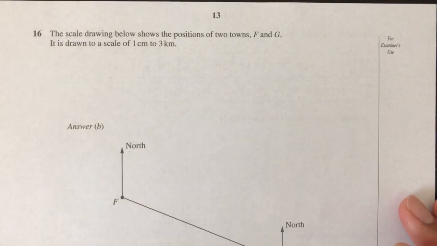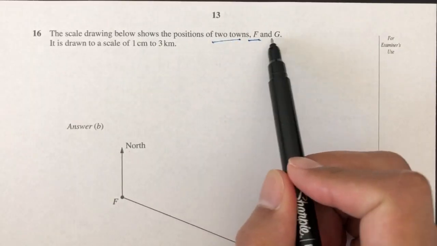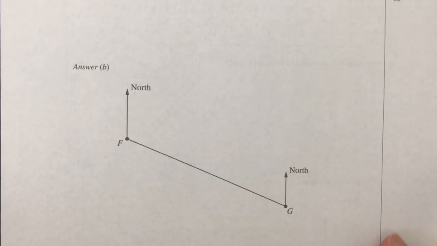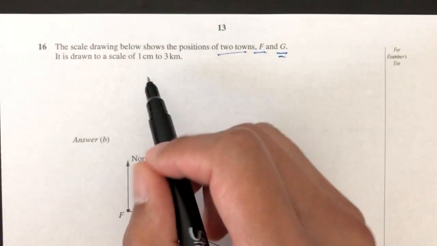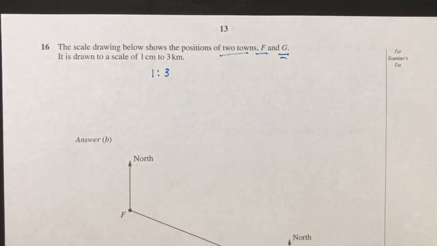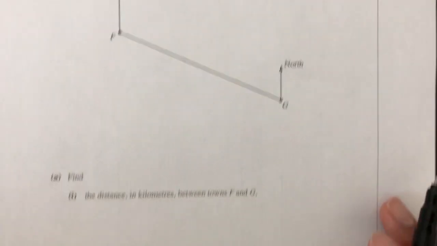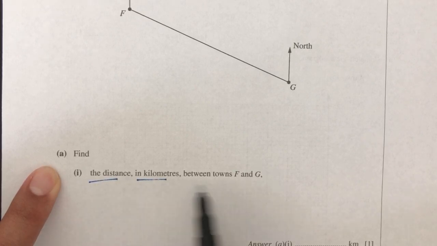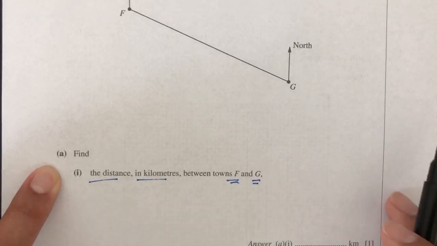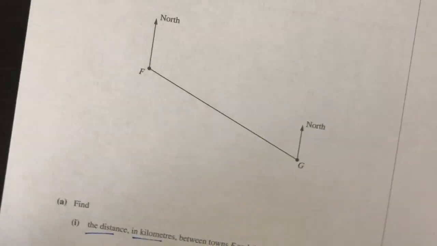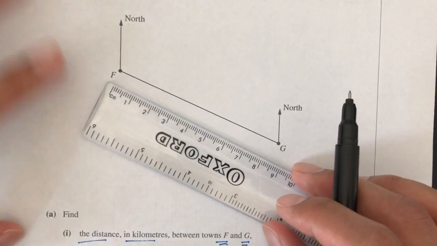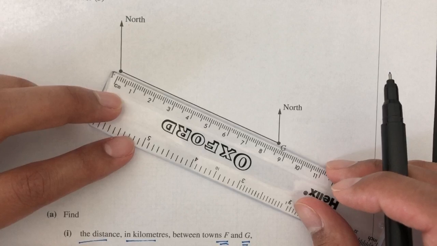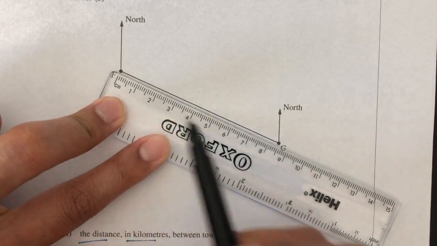Okay, question number 16. Here we have the scale drawing below that shows the positions of two towns, F and G. So we have two towns, F and G. It is drawn to a scale of 1 cm to 3 km. Now, part A, find the distance in kilometers between town F and G. So we have to measure the distance between town F and G, and then use the scale to find the actual distance. For me, it shows to be 8.5.